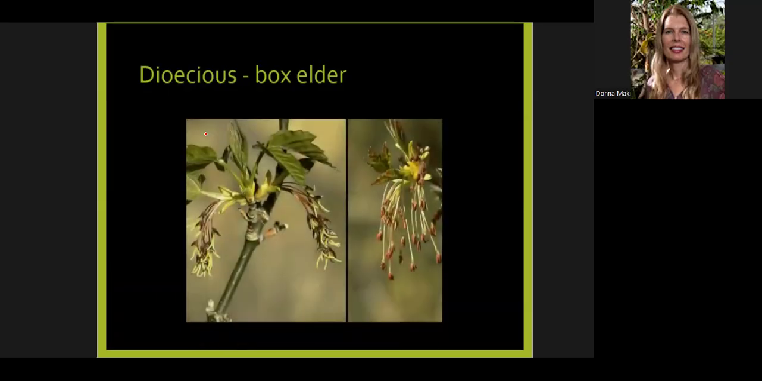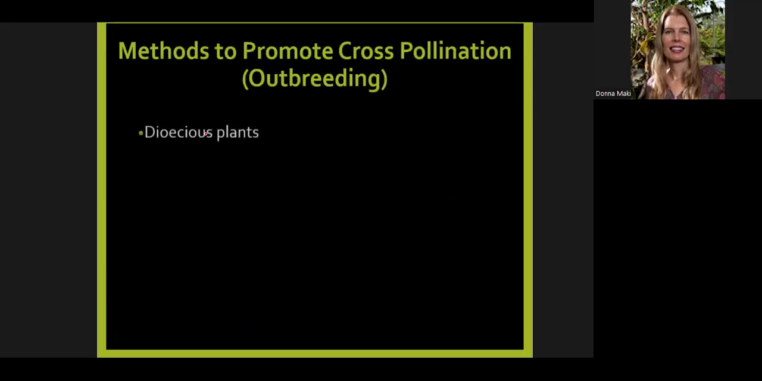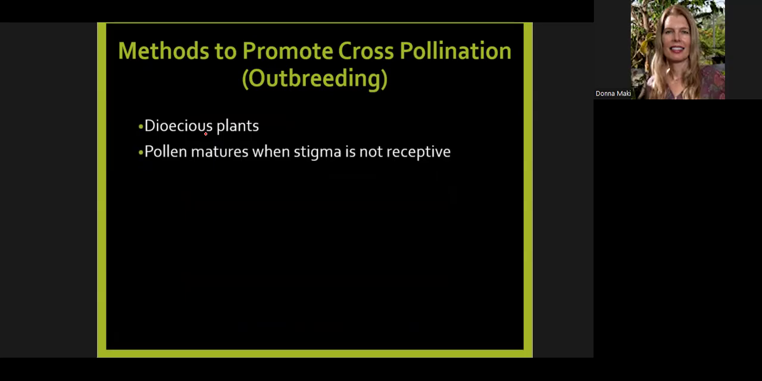But you can see here, dioecious, so two separate houses. The left is showing the female plant of box elder, and on the right is the male plant of the box elder. So dioecious, two separate houses. That's a good way to promote cross pollination or outbreeding. Be dioecious, have two separate plants for the male and the female.